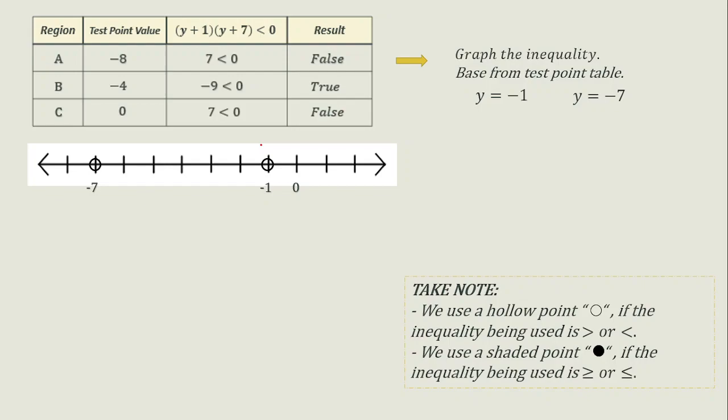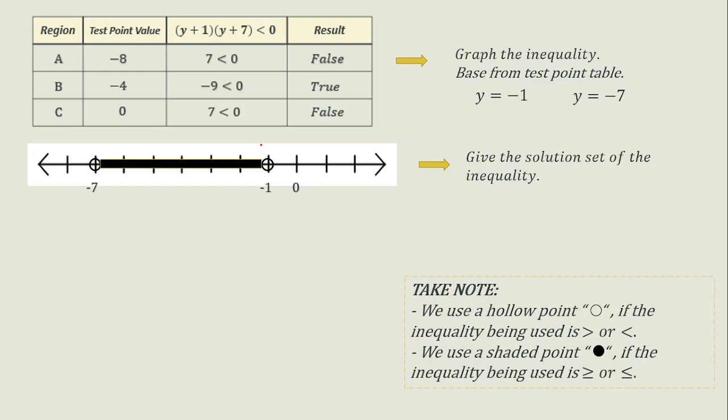Then now let's find the shaded region. Dito tayo magbe-base again sa test point table. For region A, the result is false. So it means hindi siya i-shade. For region B, the answer is true. So i-shade natin yung gitna ng hollow point ng negative 7 and negative 1. Then for the region C, the answer is false. So hindi siya shaded area. It means yung shaded area lang is yung region B. So andyan lang yung solution set.